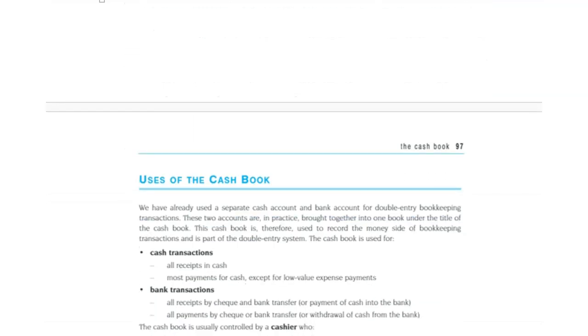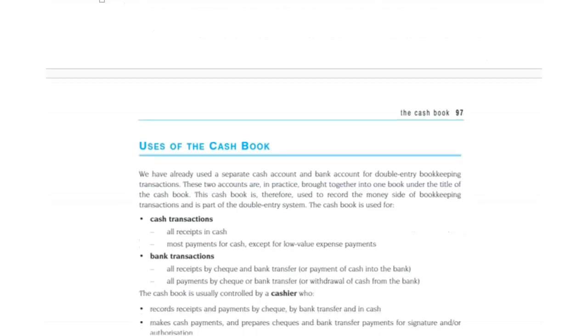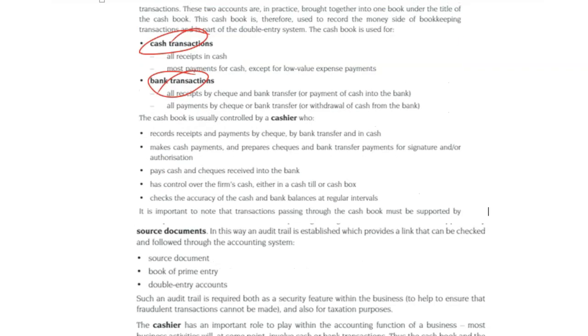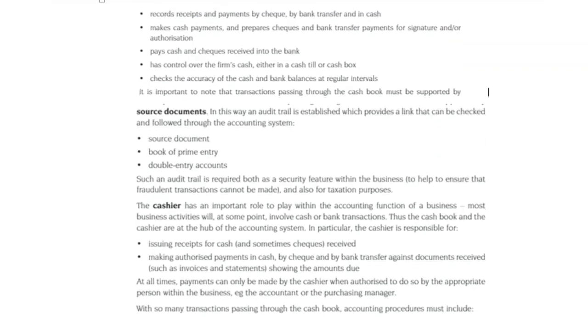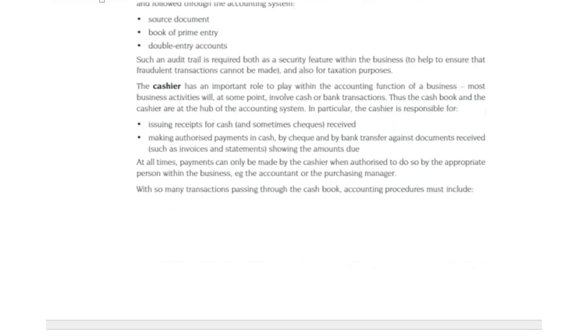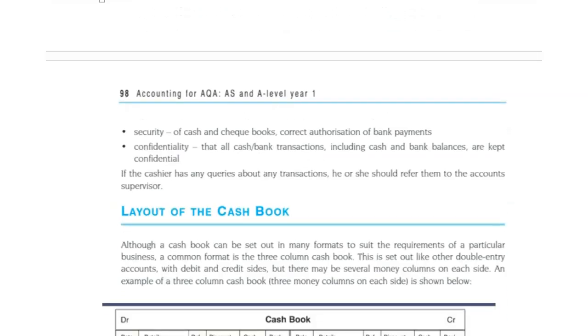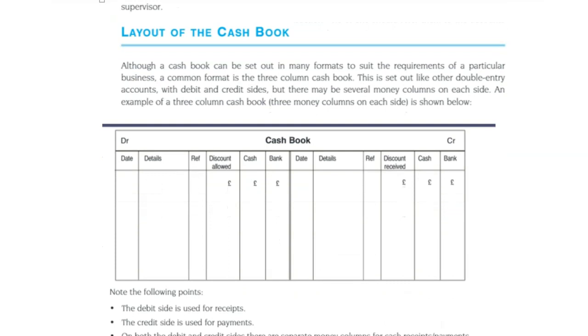It is one of the day books maintained by our accountant. We record cash and bank, both transactions, money in and money out, through your cash account and a bank account. Your cashier maintains the cash and the accountant maintains the cash book. Remember, the cash book is part of double entry as well.